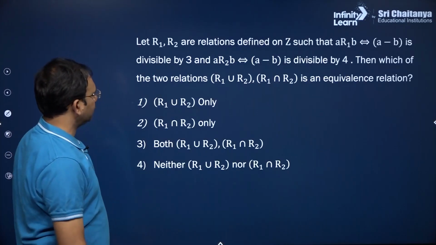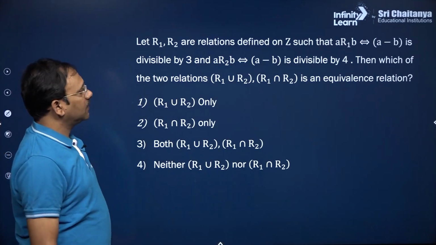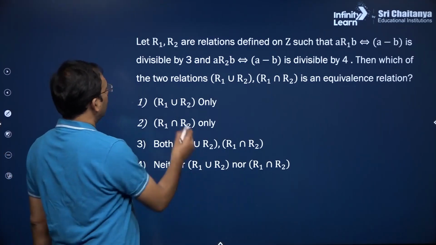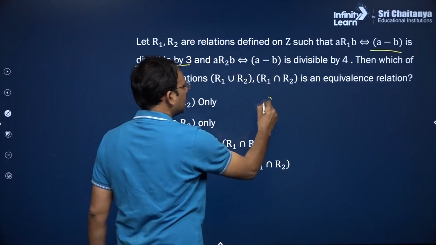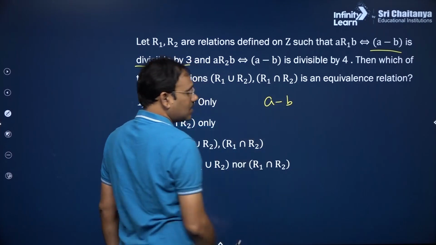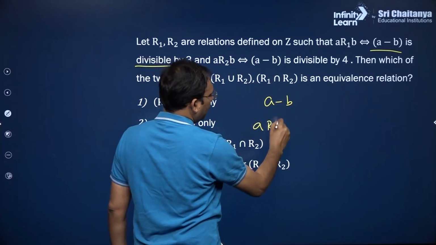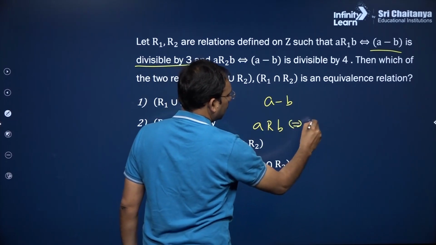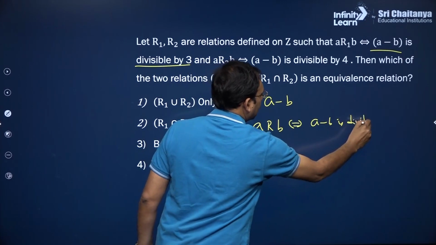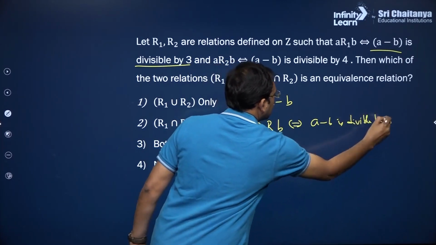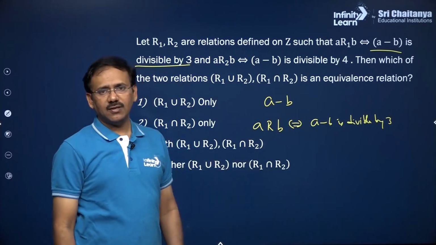Next, my dear friends, R1, R2 are two relations on Z such that A is related to B if and only if A minus B is divisible by 3. That means A related to B if and only if A minus B is divisible by 3. This relation is equivalence. You know why? A minus A, 0 is divisible by 3, reflexive.